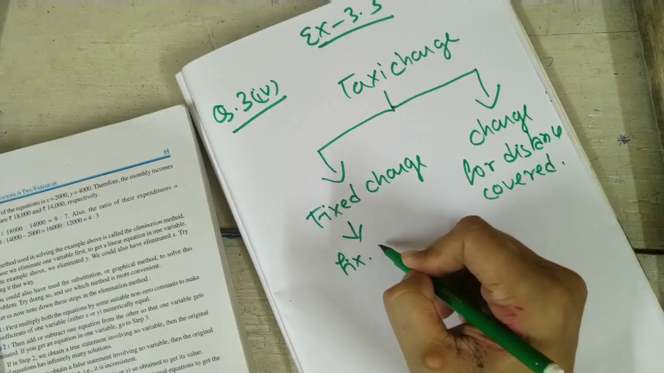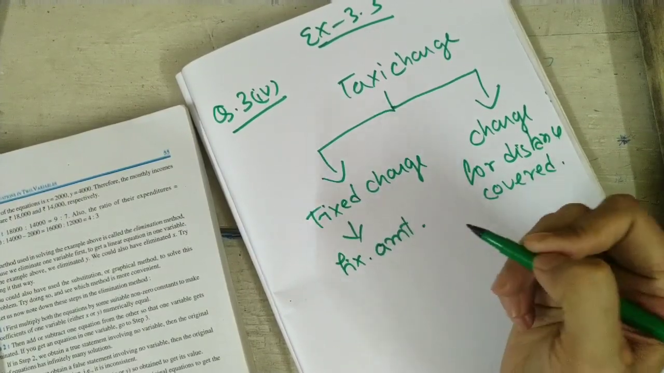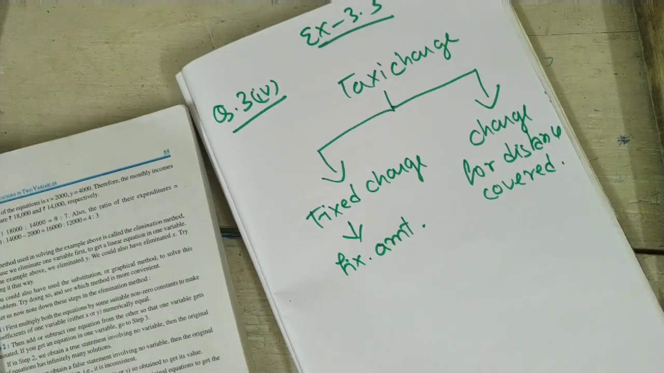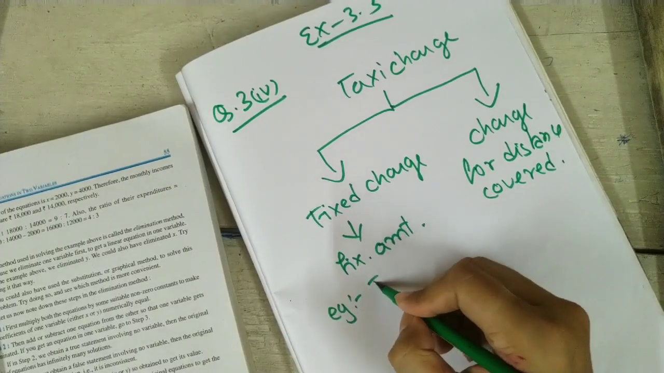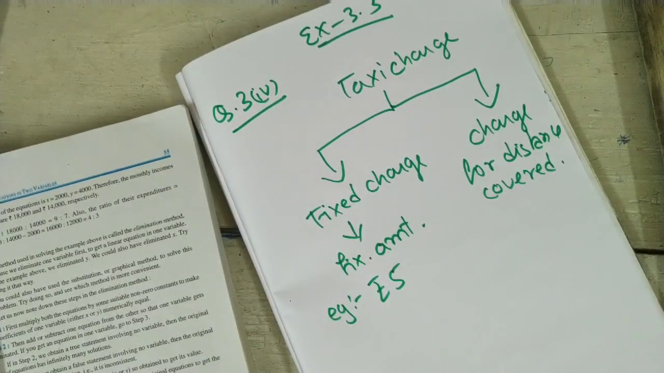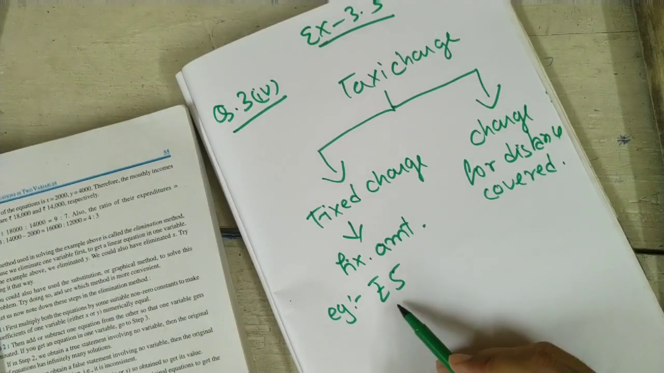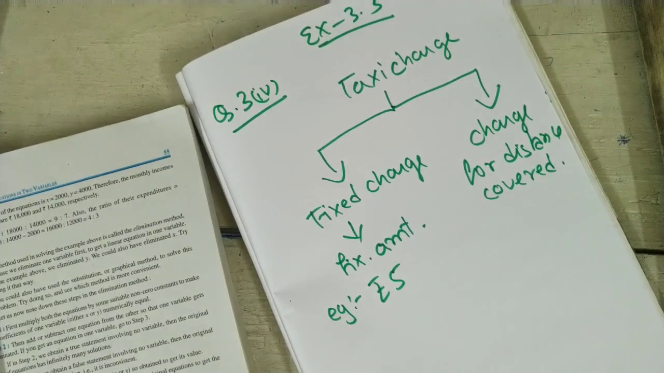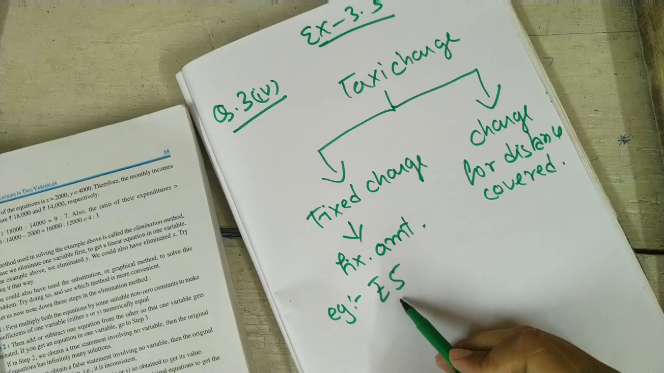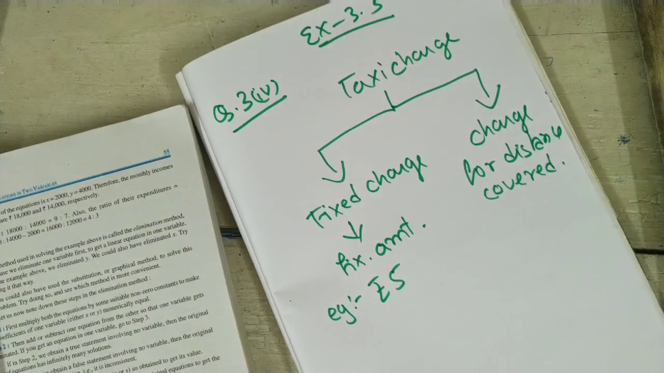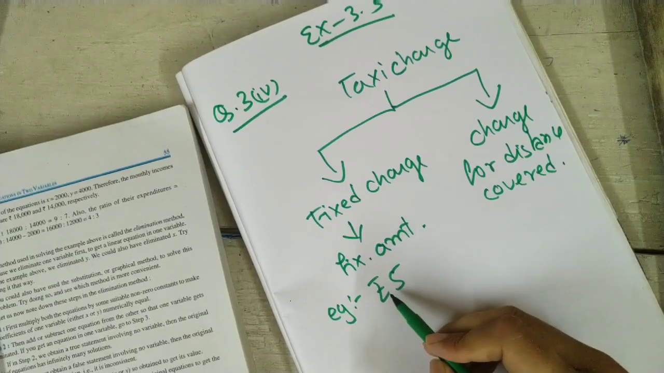It does not depend on the distance we travel in the taxi. Means if we travel for 10 kilometers, we have to pay the same amount that we need to pay for a journey of 1 kilometer. Suppose for example, I have taken rupees 5 as the fixed amount. If I travel in the taxi for 10 kilometers, I have to pay rupees 5 only. And if I travel for 20 kilometers, I have to pay the same amount, that is rupees 5. Even for a journey of 1 kilometer also, I have to pay this fixed amount, that is rupees 5.